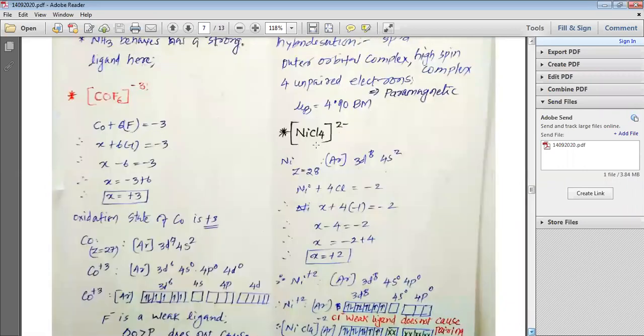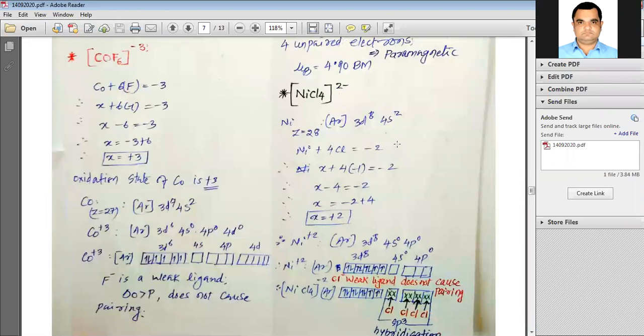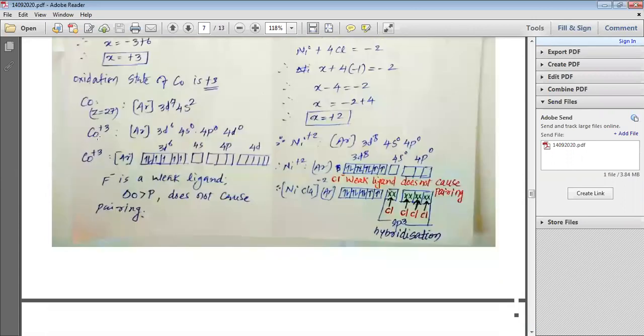Now we'll move to CoF6 3 minus. We can calculate that the oxidation state of cobalt in CoF6 3 minus is plus 3, so let's look at cobalt. The electronic configuration of cobalt is argon 3d7 4s2. When it turns into cobalt plus 3, three electrons are removed, two from 4s and one from 3d, and that is why cobalt plus 3 is argon 3d6 4s0.